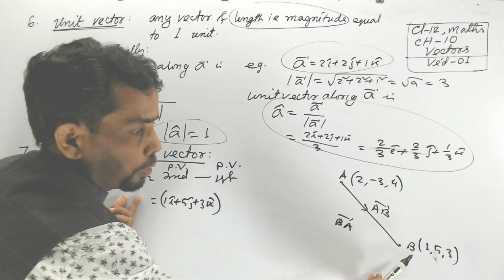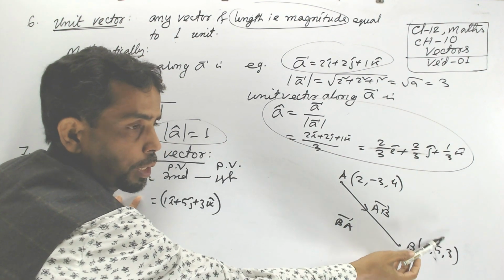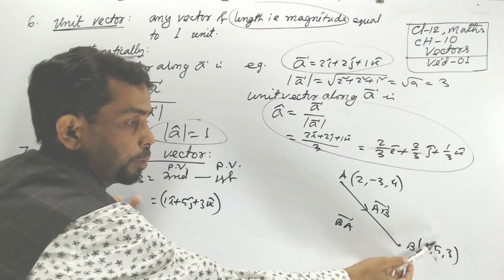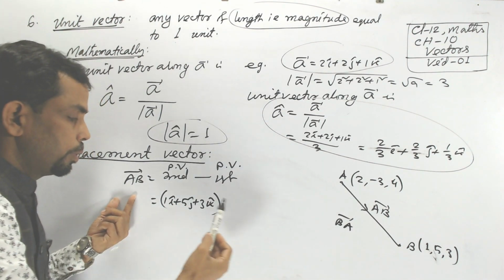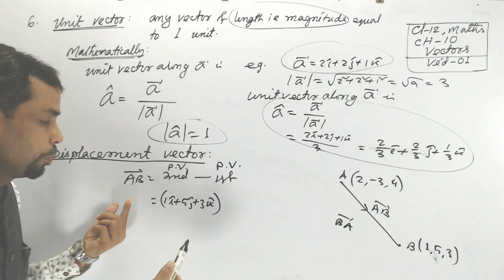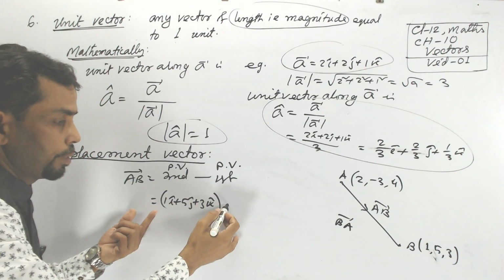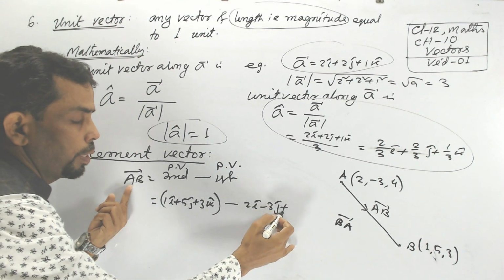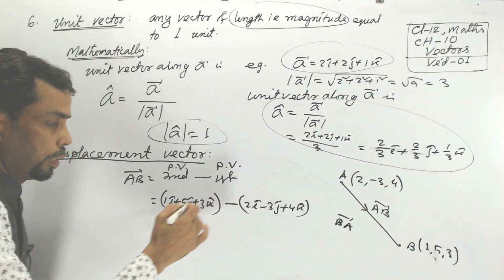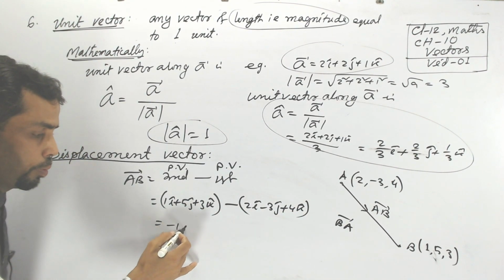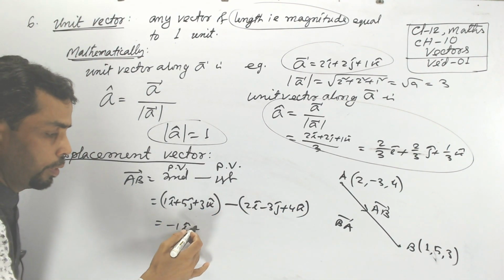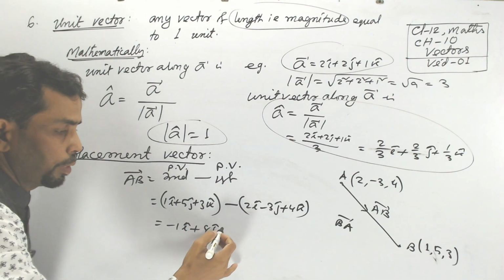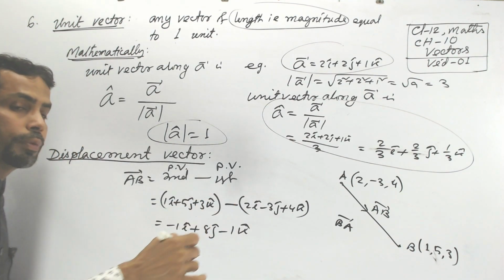Remember, in the question it may be given without ijk, which is called coordinate form, or it may be given in ijk form also, but while writing we must write in ijk. So here it is second minus first. First is A, which is 2i minus 3j plus 4k. If we simplify, 1 minus 2 is minus 1i, 5 plus 3 is 8j, and 3 minus 4 is minus 1k. So this is how we find the vector.